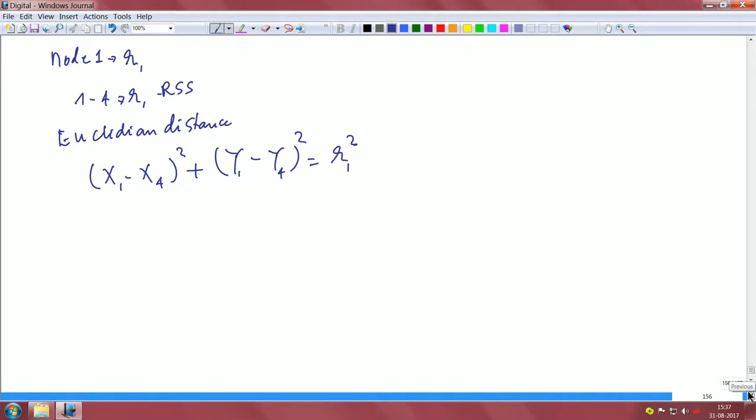Similarly, you can take this R1 square on the left hand side and make this equal to 0. You can derive other equations also, for x2, y2 and for x3, y3, and you will get R1 squared, R2 square and R3 square. You can put them down in a nice matrix representation of Ax equal to B, and that is quite simple.